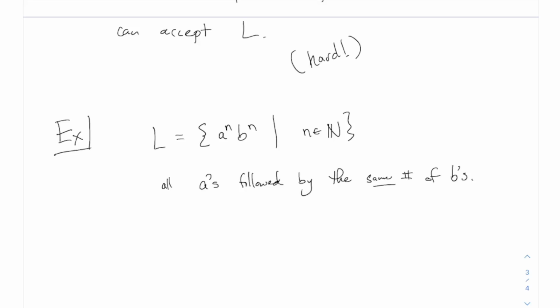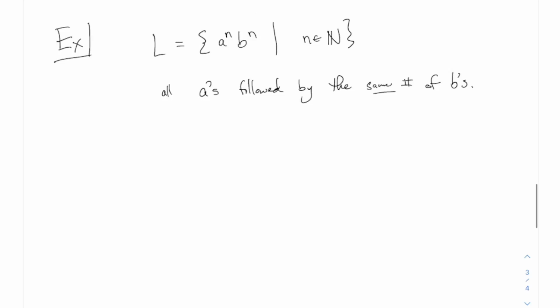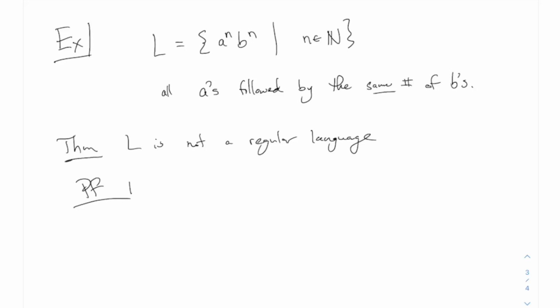And I want to see if we can prove that this is not a regular language. You basically have to prove this by contradiction. You imagine that there was a DFA which had this as the language, and then you somehow derive a contradiction from that. So maybe I'll write this as a little theorem: L is not a regular language. All right, and we're going to do proof by contradiction.